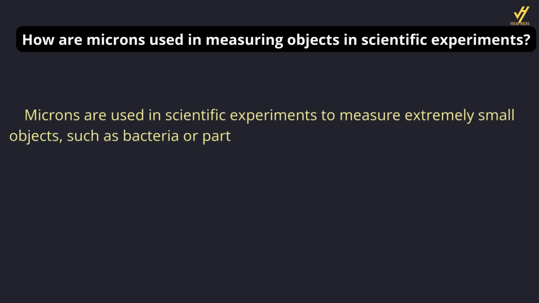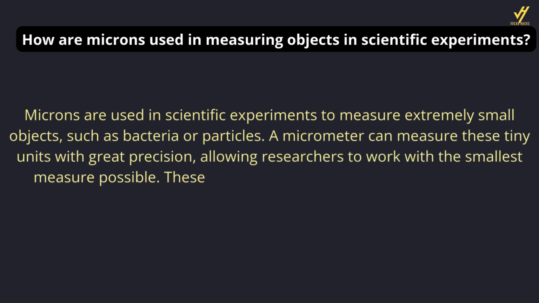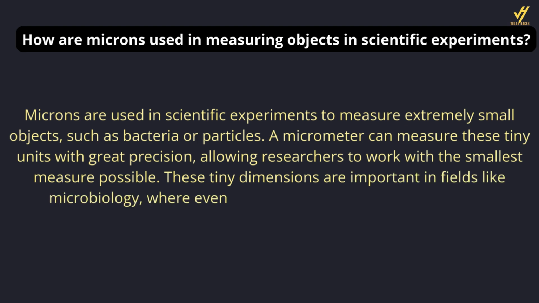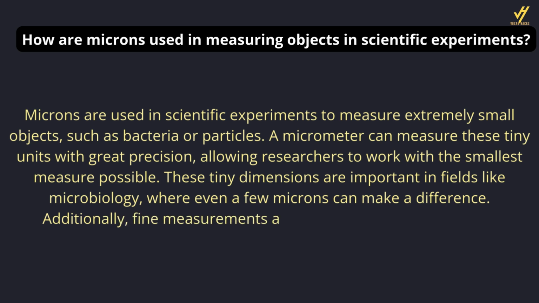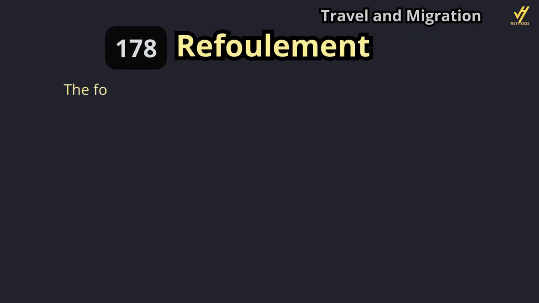Microns are used in scientific experiments to measure extremely small objects, such as bacteria or particles. A micrometer can measure these tiny units with great precision, allowing researchers to work with the smallest measure possible. These tiny dimensions are important in fields like microbiology, where even a few microns can make a difference. Additionally, fine measurements are needed in industries such as semiconductor manufacturing, where accuracy is crucial.